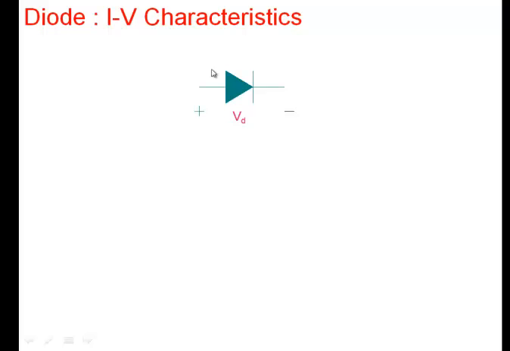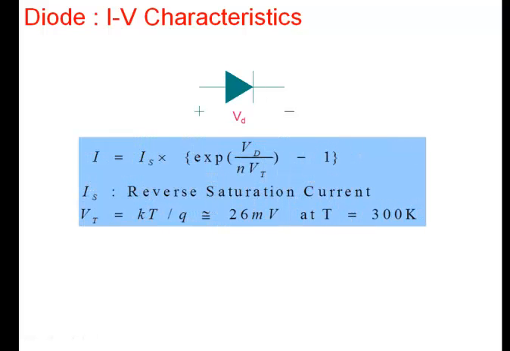All right, so let's come back to our IV characteristics. As I said, we'll not derive these things, we'll only state the model. When I take a PN junction, its characteristics can be modeled as exponential characteristics: I equals IS, where IS is called the reverse saturation current, times exponent of VD by NVT, minus 1. VT is what we call the thermal voltage, KT by Q, 26 millivolt.